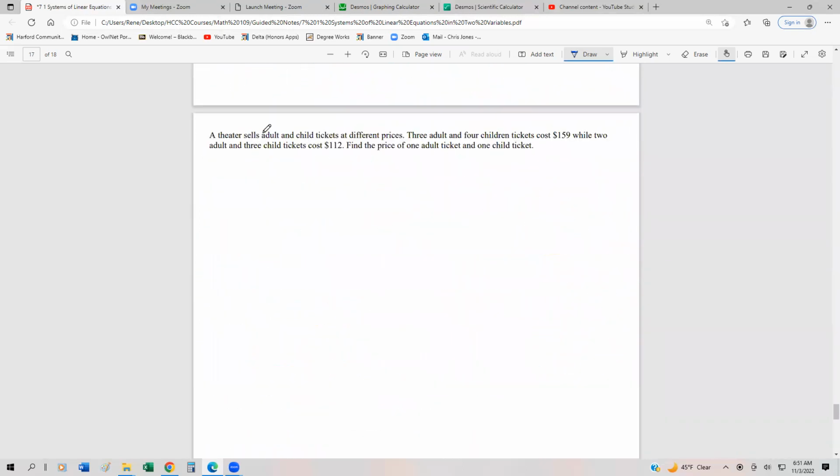Second example: a theater sells adult and child tickets for different prices. 3 adult, 4 children are 159. 2 adult, 3 children are 112. Find the price of 1 adult and 1 child ticket. Let's call x the cost of an adult ticket.